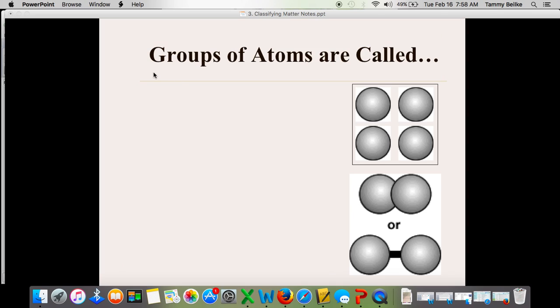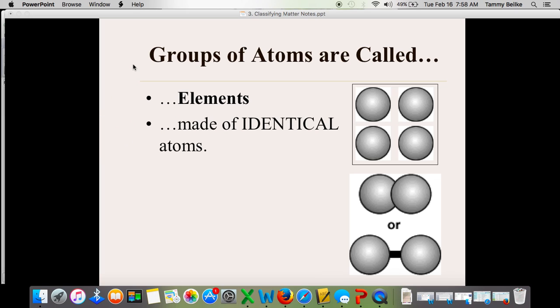Alright, so groups of atoms, when we put atoms together, we call them elements. And elements are when you have identical atoms grouped together. Now you could have them as single atoms grouped together, and that would be like sodium, metal, different atoms like that. You could also have two atoms of the same element bonded to each other, and this would be like hydrogen.